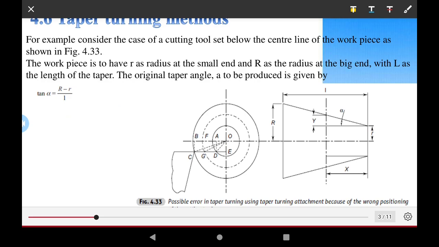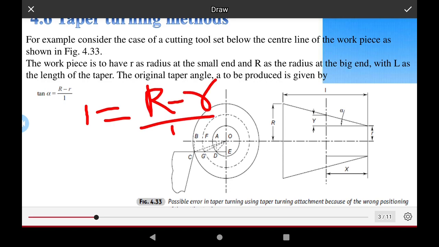The taper angle alpha is produced by the feed rate provided to the workpiece, and tan alpha equals capital R minus small r upon L. L is the length of the workpiece, R is the capital radius of the workpiece, and small r is the small radius of the workpiece. These are the assumptions used in deriving the formula.